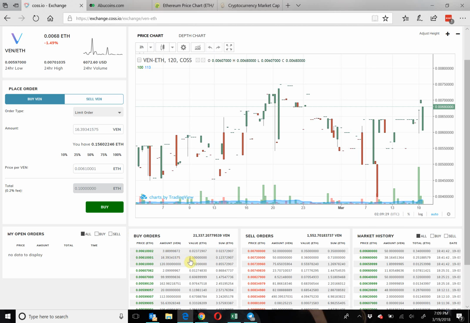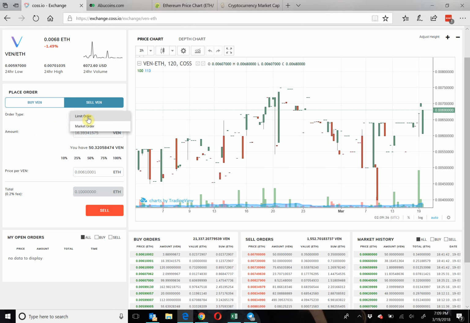Same concept for the sell. You can also filter by limit and market order. And if I were to sell, actually the inverse, so if I had Ethereum and wanted to sell, I can sell 100% of it.